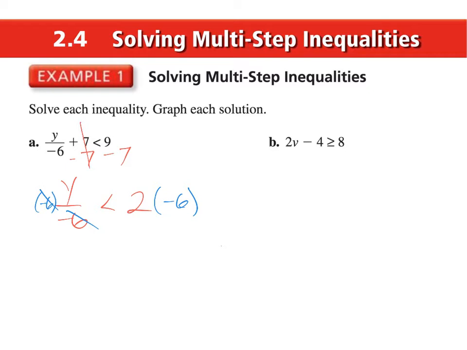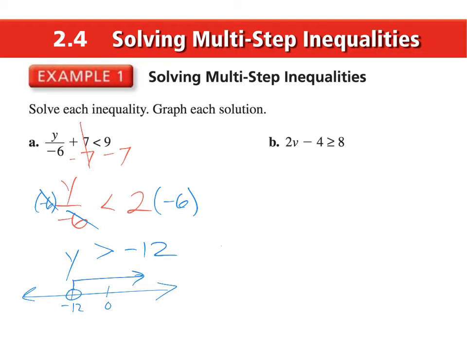Cancels out on the left side here. So I have y is, now be very careful here, I multiplied by a negative. Whenever you multiply or divide by a negative number, you flip the inequality sign. So there I have my inequality, and I have to graph the solution. Y is greater than, so open circle, and I'm going to the right.